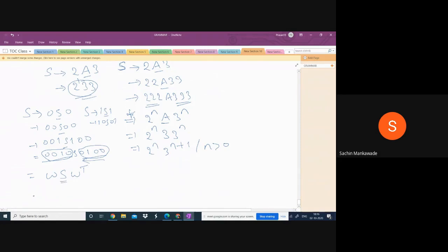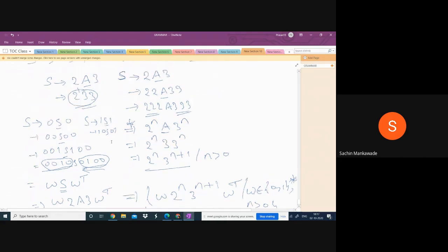To eliminate S compulsorily, you have to come to 2A3. So S can be replaced by 2A3, and from A you will get 2 power n, 3 power n plus 1. So the language is W, 2 power n, 3 power n plus 1, W transpose, where W is any combination of zeros and ones and n is greater than 0. Do you understand? So check for the smallest one. This is the smallest one.